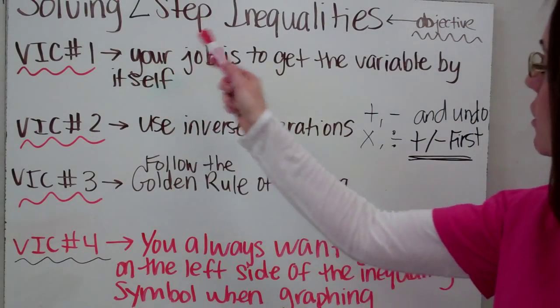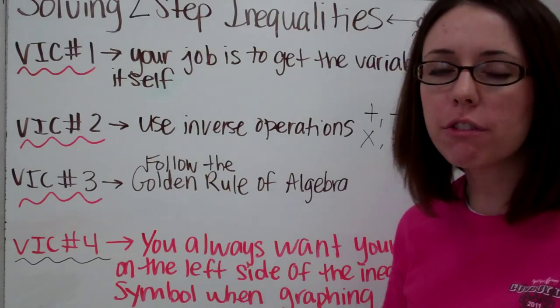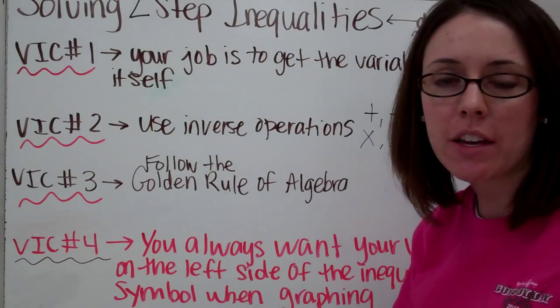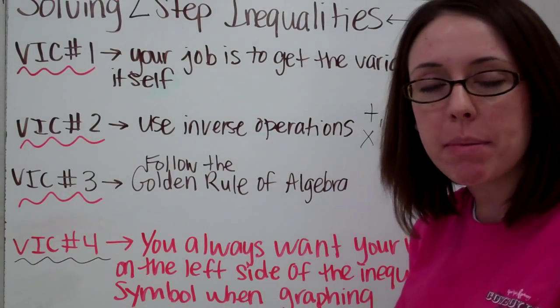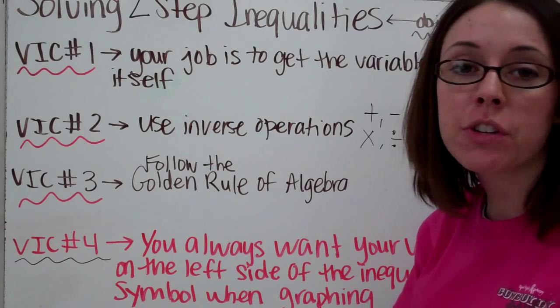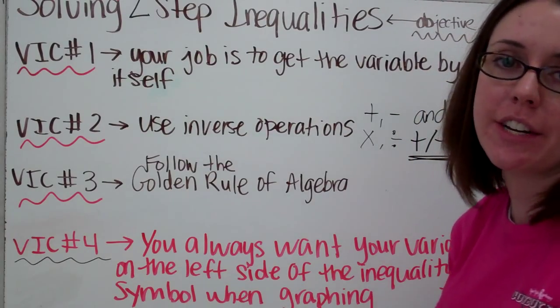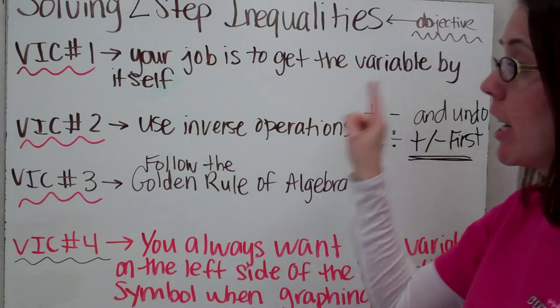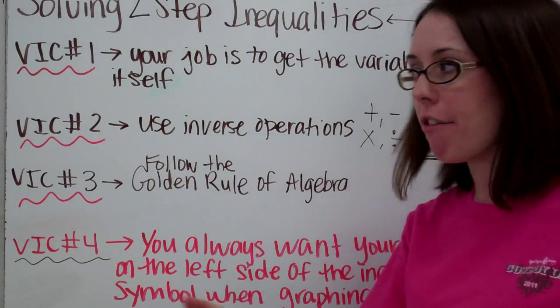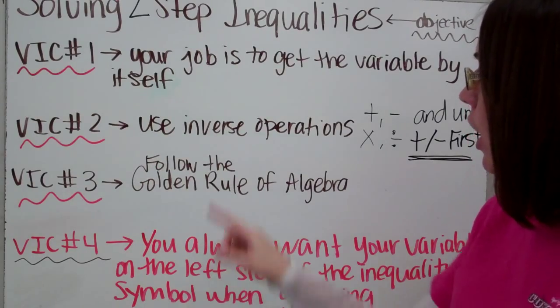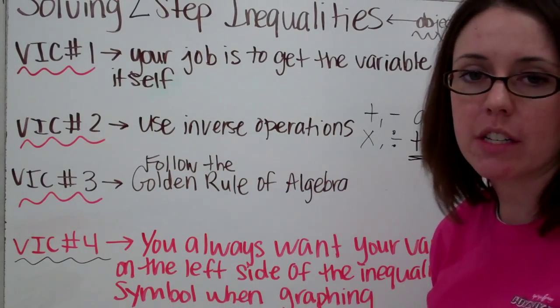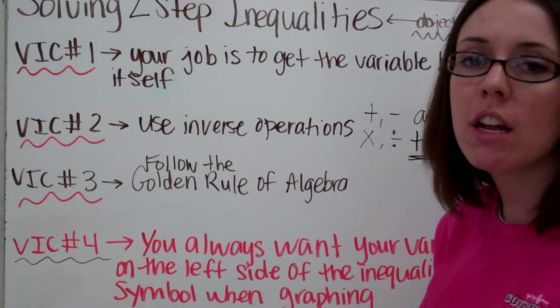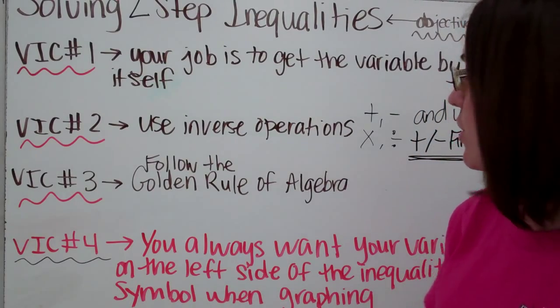Today we're going to be solving two-step inequalities. This may look a little familiar because this is actually the same board I used when we were solving one-step inequalities. All of your VICs are the same except for one minor addition. Let's go through them again. VIC number 1, your job is to get the variable by itself. Very good. VIC number 2, use inverse operations, addition and subtraction, multiplication and division.